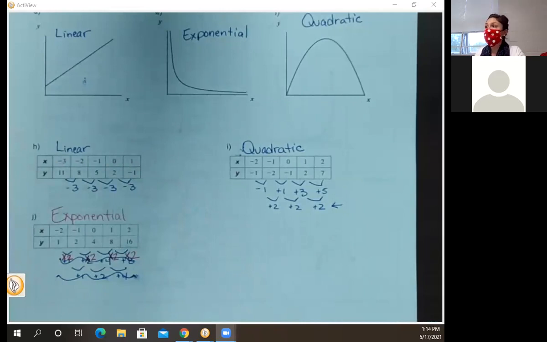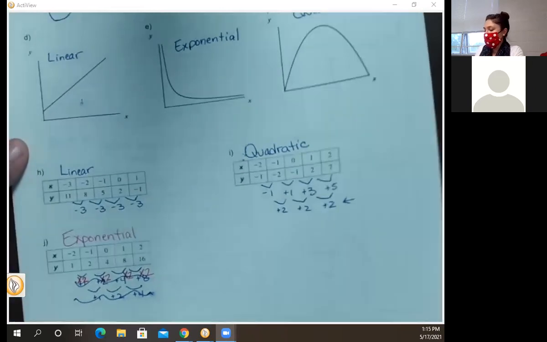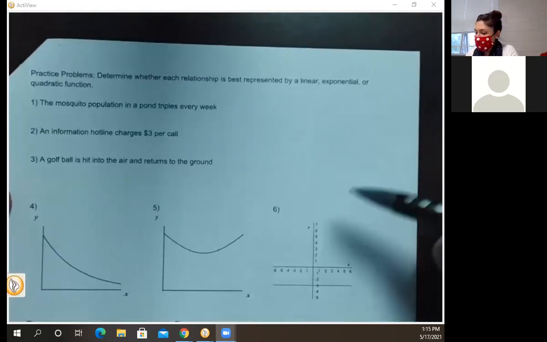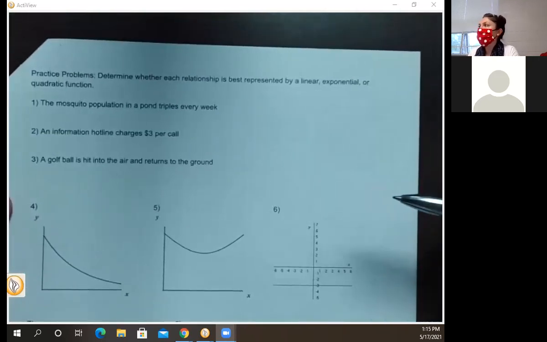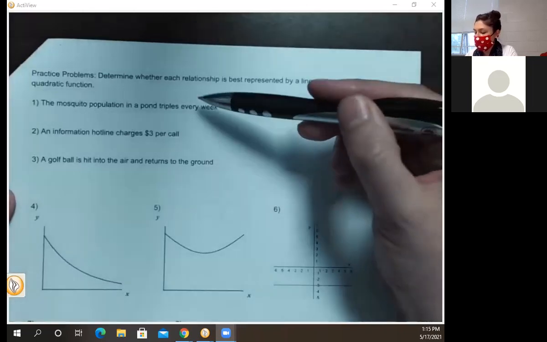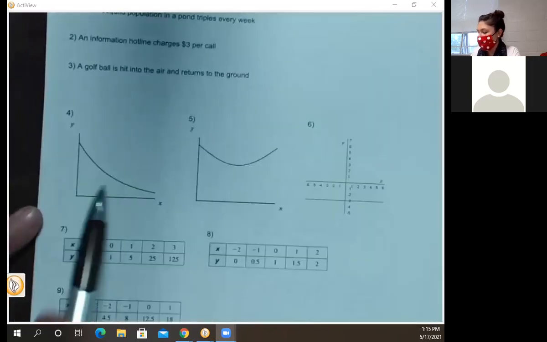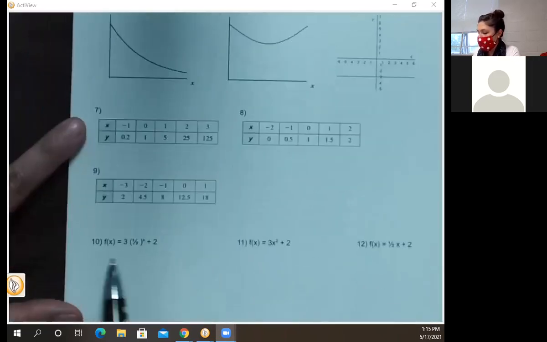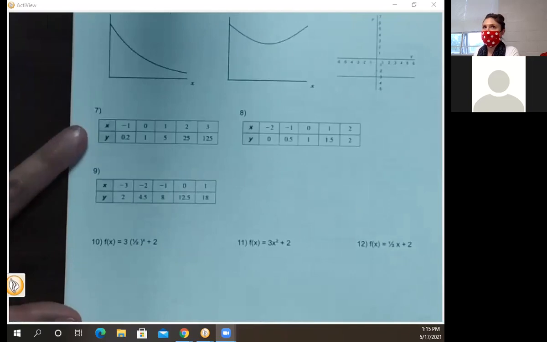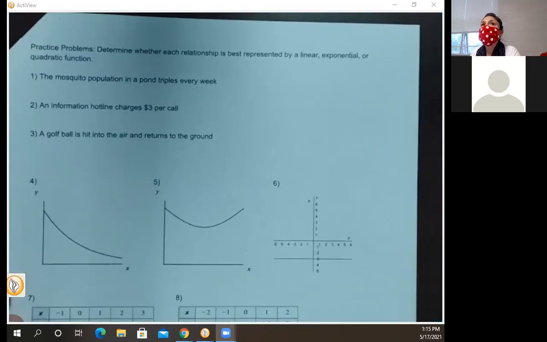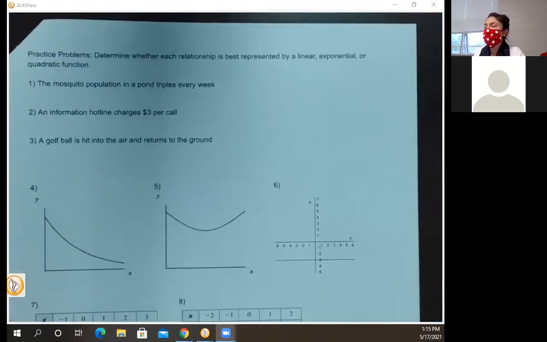Okay, so this is a short recap again of those 3 major types of functions that we talked about. On the next page, there's some practice problems where I'm asking you the same thing. Classify each of these as linear, exponential, or quadratic. So you've got a couple of applications there, you've got some graphs, you've got some tables, and then you've got some function examples, okay?